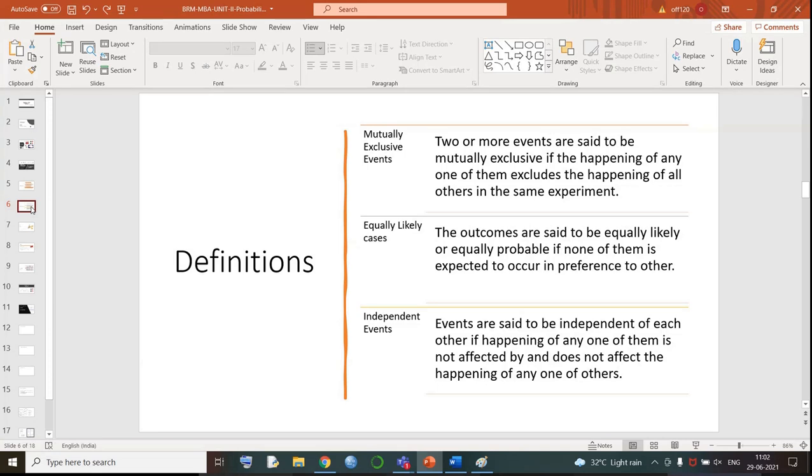Or let us take two coins at the same time. I'm tossing two coins at a time. Now, first coin is getting head. This first coin is not going to affect the second coin, or the first coin is not going to be affected by the second coin. That means events are said to be independent of each other if the happening of one of them does not affect any one of the others. See, the first coin is getting head, but this head is not going to impact the second coin's outcome.